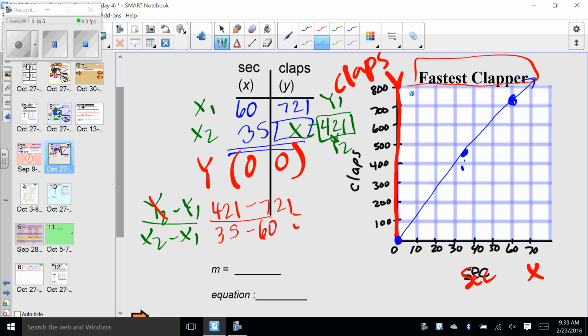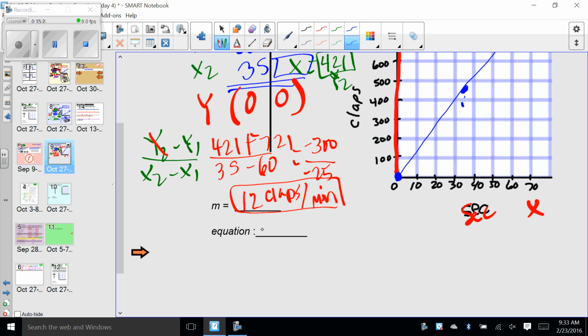We're going to go ahead and calculate slope then. So we have 421 minus 721, most of you can probably do that in your head, is negative 300, or feel free to use your calculator. In the denominator, we have negative 25. So we're going to take that negative 300 and divide by negative 25. Go ahead, divide that out. You end up with 12. So our slope then would be 12 claps per minute. That's the slope, or the rate at which Kent is clapping.